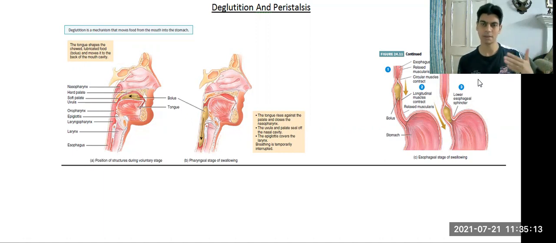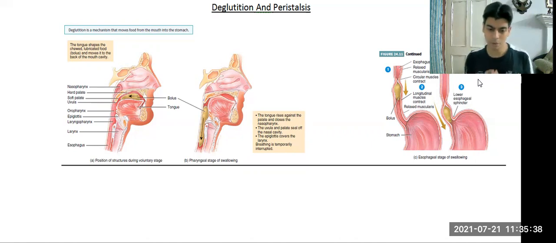The first organ that comes when you swallow the food is the pharynx, and the pharynx has three parts: nasopharynx, laryngopharynx, and oropharynx. We know that the nasopharynx is used only for respiration, and the oropharynx and laryngopharynx are used for digestion as well as for respiration.